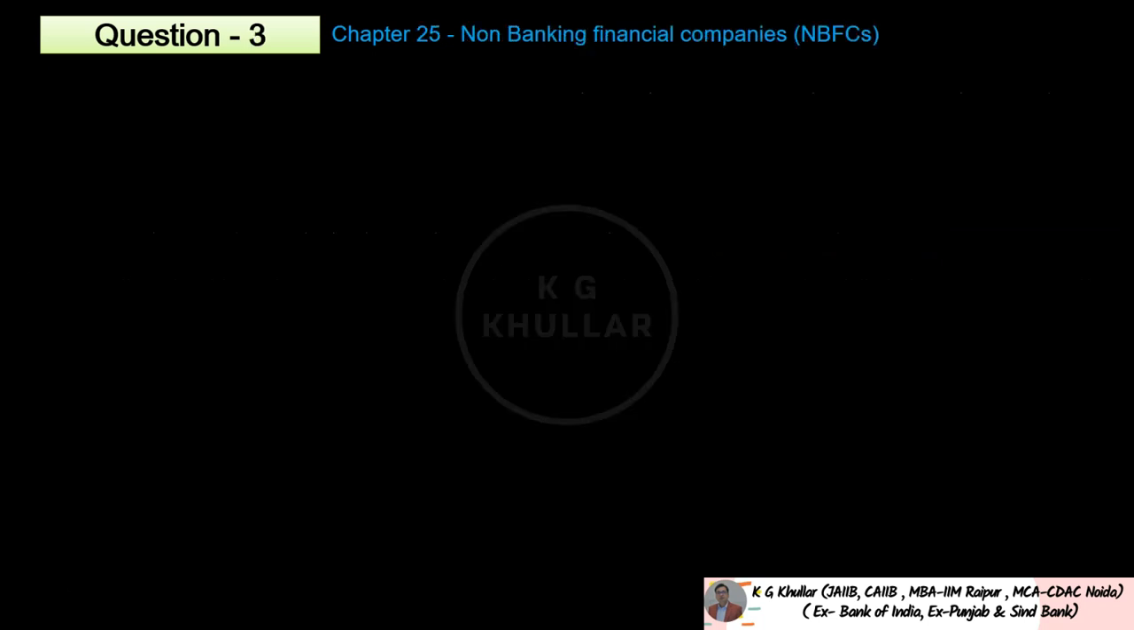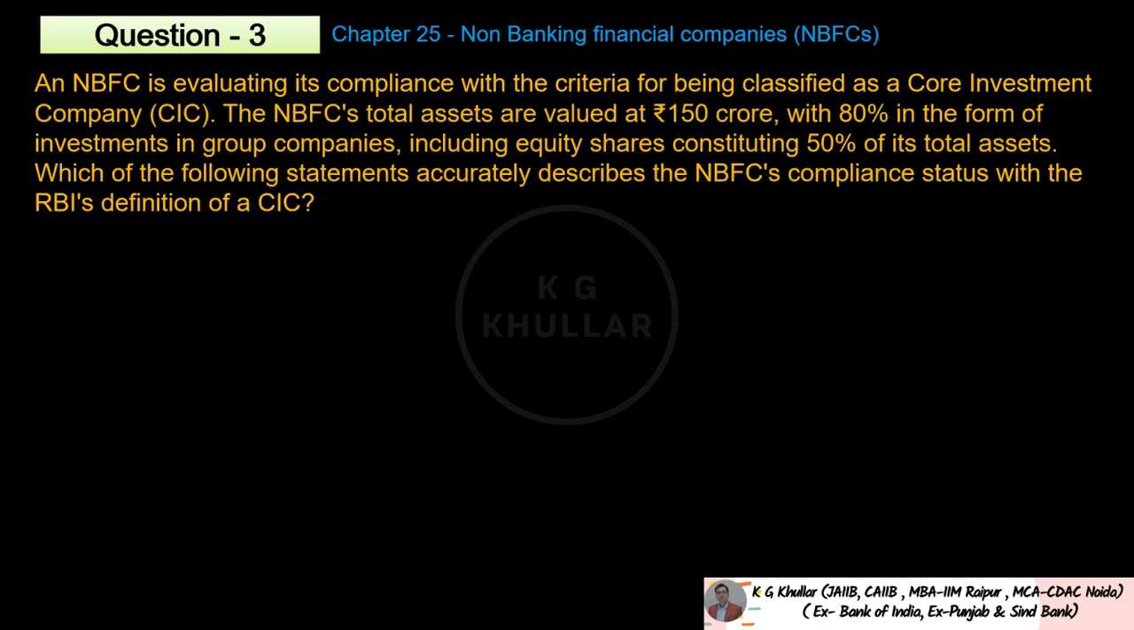The next question is from the chapter Non-Banking Financial Companies, that is NBFCs, and it goes like this. An NBFC is evaluating its compliance with the criteria for being classified as a core investment company, that is CIC. The NBFC's total assets are valued at Rs 150 crores with 80% in the form of investments in group companies, including equity shares constituting 50% of its total assets. Which of the following statements accurately describes the NBFC's compliance status with the RBI's definition of a CIC?